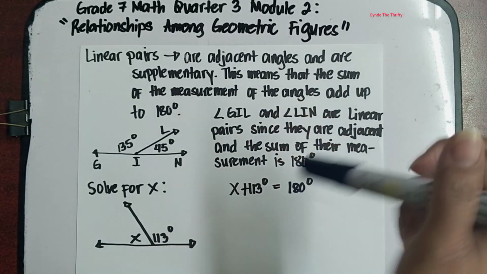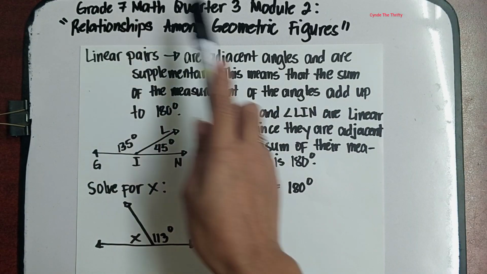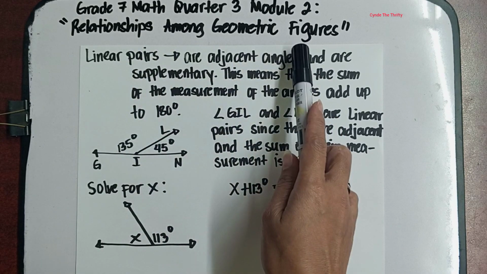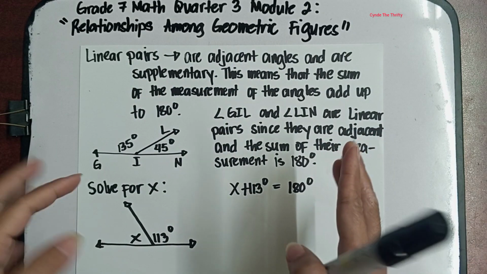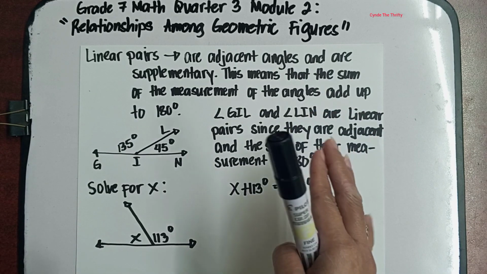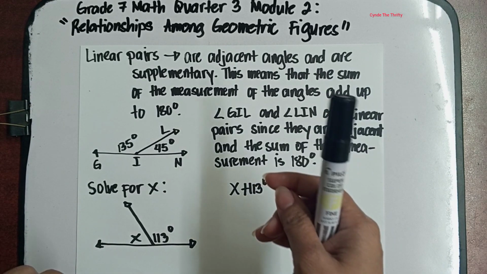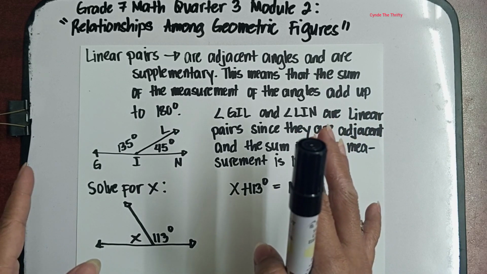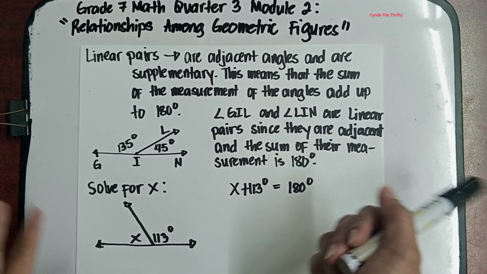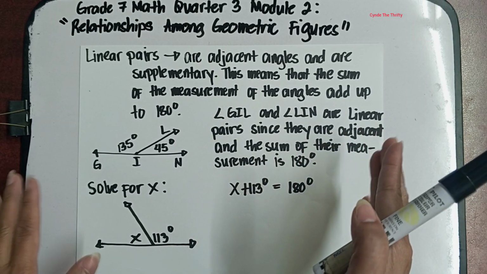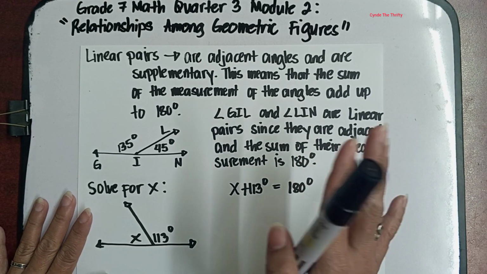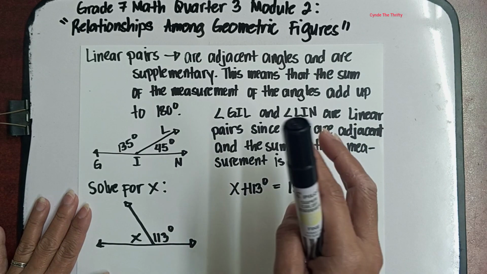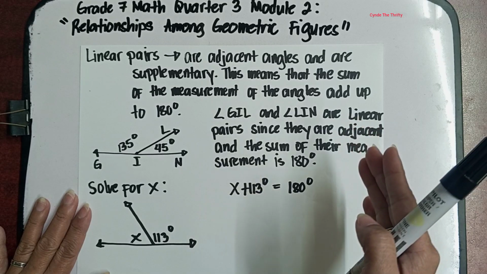Hi everyone! Our lesson for today is about Grade 7 Math, Quarter 3, Module 2, Relationships Among Geometric Figures. Sa nakaraang lesson natin, pinag-aralan natin ang angles at ang different kinds of angles. Now, we will discuss about different angle relationships form. Okay, so ang pag-aaralan natin kung ano yung mga relationships na magagawa ng ating mga angles. Okay, take note na lahat ng angle measurement stated here are approximated only.